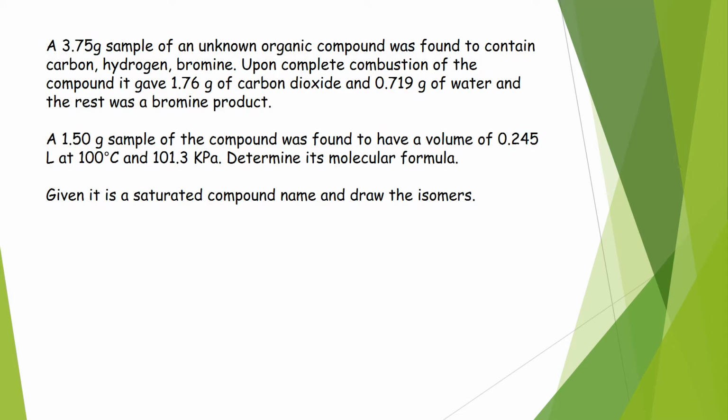Okay, so this is set up like a fairly typical problem. A sample of an unknown organic compound was found to contain carbon, hydrogen and bromine. Upon complete combustion of the compound, it gave 1.76 grams of carbon dioxide and 0.719 grams of water, and the rest was a bromine product. So this first section is going to allow you to calculate the empirical formula.